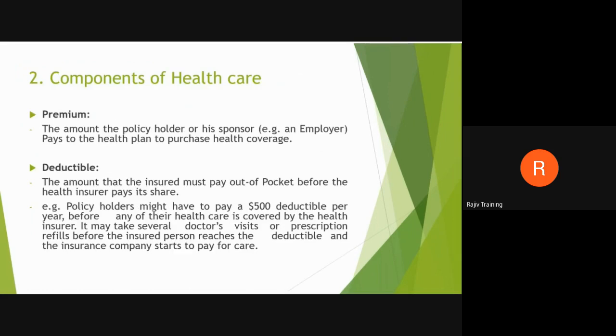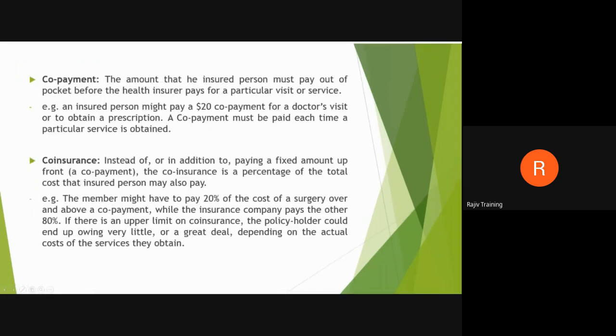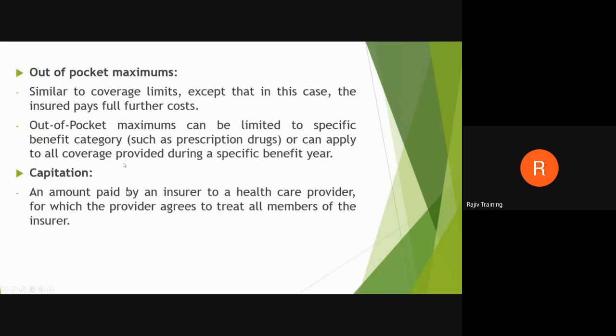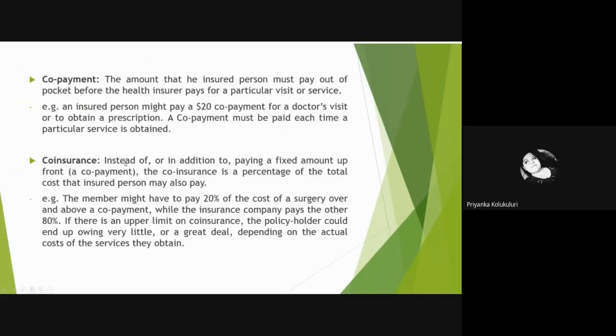Okay, maybe we'll stop here for today. In terms of components, we'll try to understand each of these things: premium, deductible, co-payment, co-insurance, exclusions, coverage limits, a lot of definitions. We'll understand all these things in detail tomorrow. Is it okay?